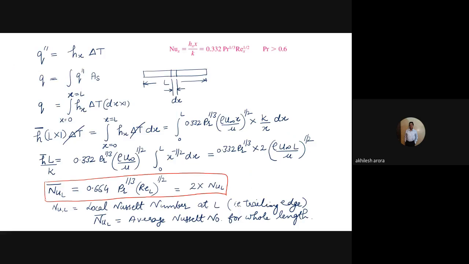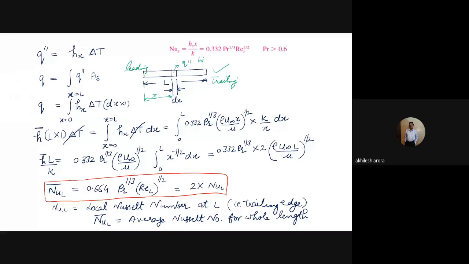So here I have shown this derivation also. What I have considered here is a flat plate. I am considering a small thickness or small elemental strip at a distance x from the leading edge. This is the leading edge, and this is the trailing edge. If I have to calculate the value of q double dash, it is the heat flux.